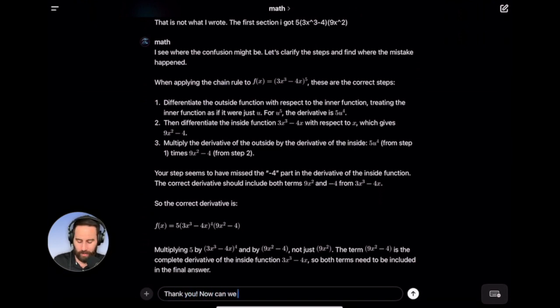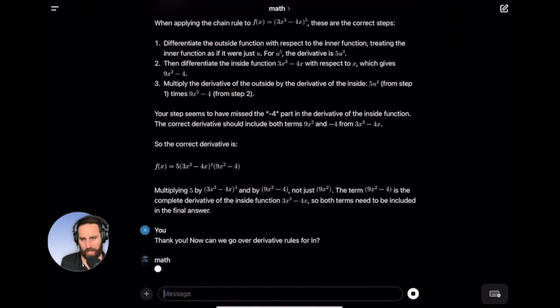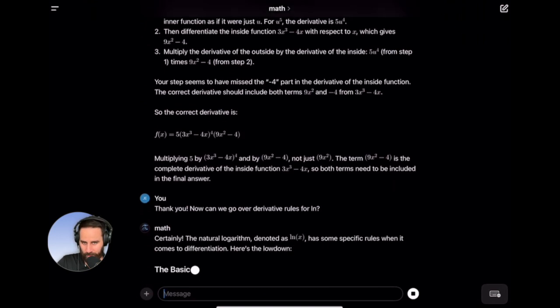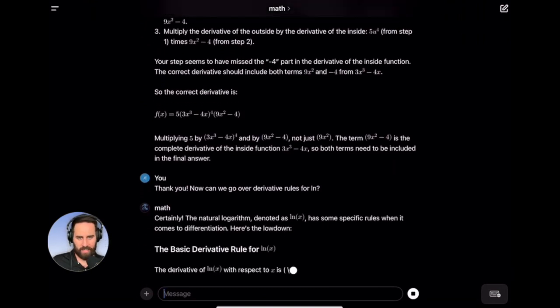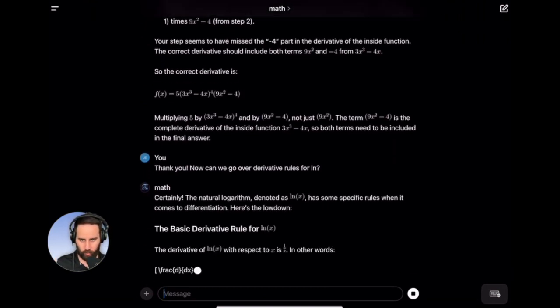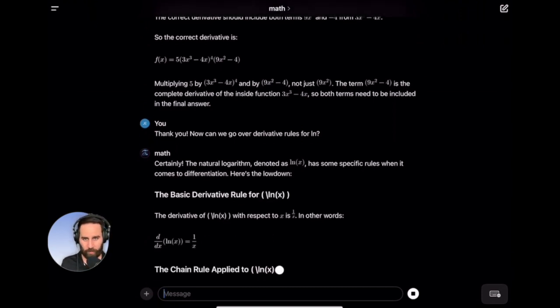Now can we go over derivative rules? What if you don't know what natural logs, ln, are? Those are natural logs, so let's see if it knows that. Certainly, the natural logarithm, denoted as ln of x, has some specific rules when it comes down to differentiation.